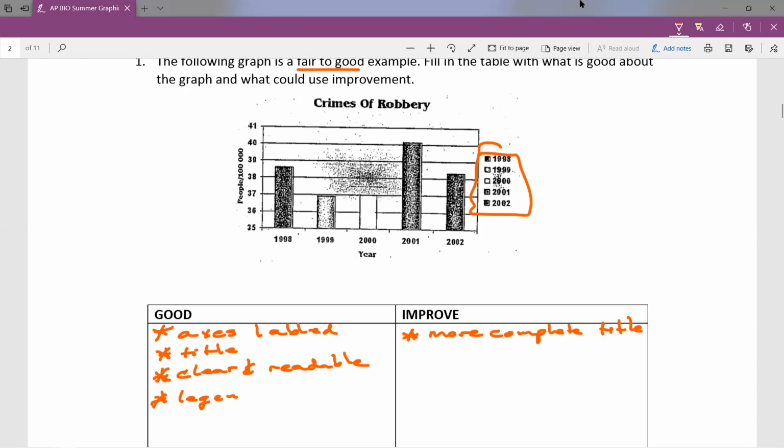People, notice, per 100,000. So they're giving us the scale. We don't really need a scale for a year because there's no other possible thing it could be. Anything else that could improve on this? With the way that they're differentiating each thing, like how they're shading for each date, I guess they could be a little more precise with that because some of the shading looks the same. Yeah.